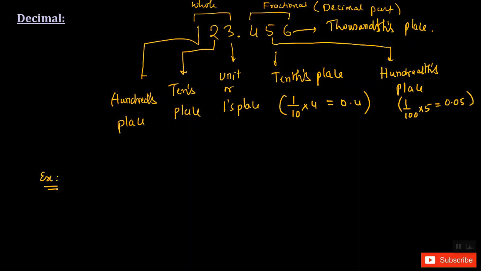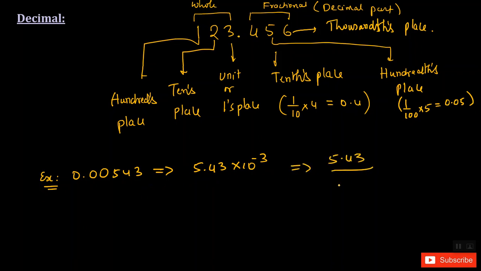If I have a number, let's take 0.00543. This decimal is also equivalent to 5.43 times 10 to the power negative 3, right? Whenever I'm writing 10 to the power negative 3, it means 5.43 divided by 10 to the power 3, which is the same as 5.43 divided by 1000. That gives you the original value, 0.00543. So this is just an equivalent way of representing it. This number is also equivalent to this.